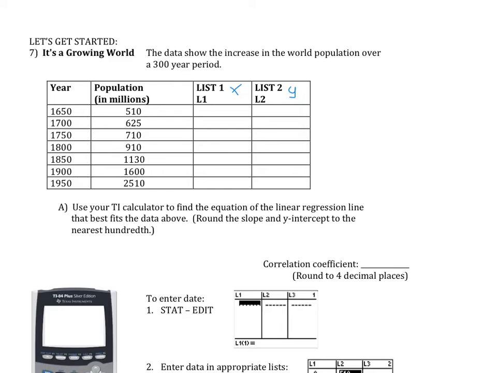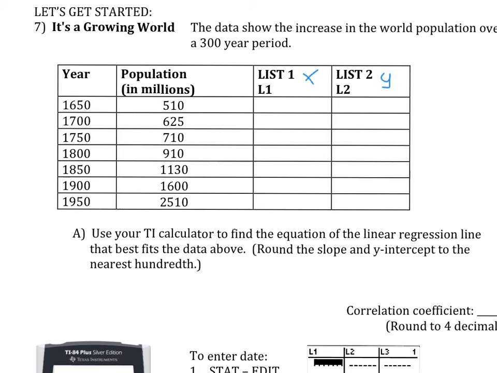I'm going to zoom in a little bit on this list so we can fill it in. In 1650, instead of calling this 1650, I'm going to call it year 0. So we are going to let year 1650 really be year 0. That means in 1700, that is year 50.